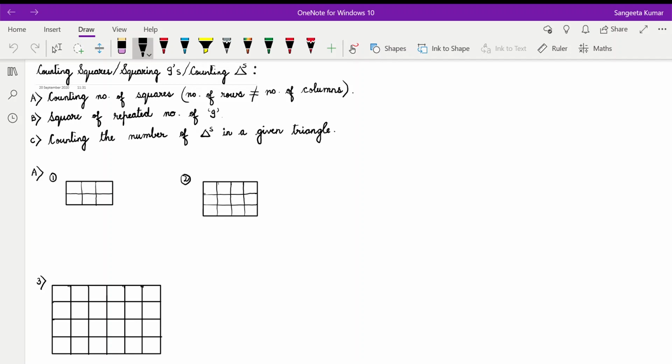Hello friends, today I'm going to share three amazing tricks of maths. The first one is knowing the number of squares in a given rectangle, that is, when the number of rows and the columns are different. The second one is to find the square of repeated number of nines. And the third trick will be counting the number of triangles in a given triangle.